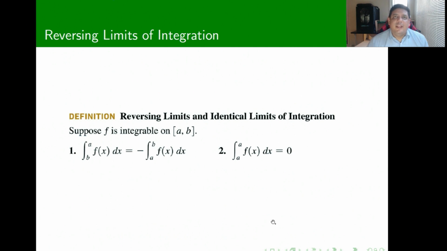Now, with the example that I showed, if we have the reverse of the limits of integration, or identical limits, we have the following properties. The integral from b to a of f of x dx is equal to minus the integral from a to b. Notice that we have a flip in the sign if we flip the order of integration. If we have the integration going from a point to itself, then that's going to be 0.